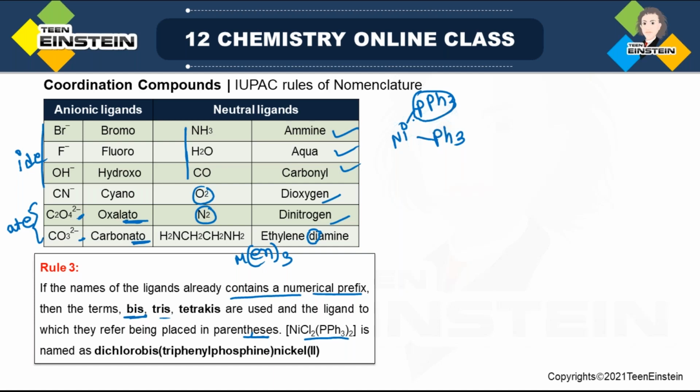So you have already used the word tri. But now you have two PPh3. So what will you do? After writing dichloro, now you have to write bis, not di. If you write di, it is wrong. Bis(triphenylphosphine) within brackets, as if PPh3 is coming twice. And here we have mentioned chloro first because C alphabetically comes before P. Okay.